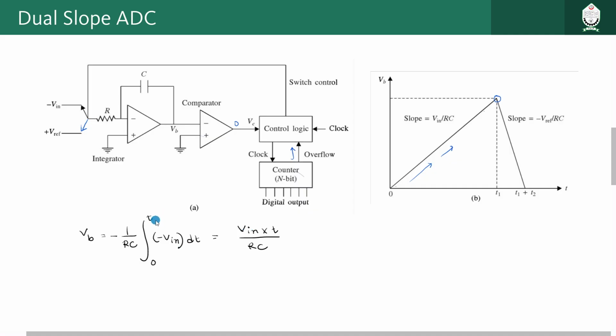Let us try to resolve this situation. So we said that for this condition, whenever we have minus V in connected, from 0 up to T1 we had minus V in connected here through the switch, and we can modify this equation like that, right? So this is that, and actually we can call that VB max. So within this duration we have reached here, let us call that VB max.